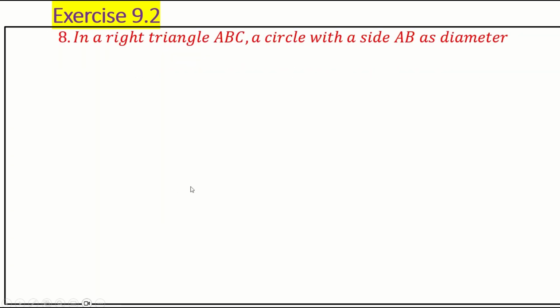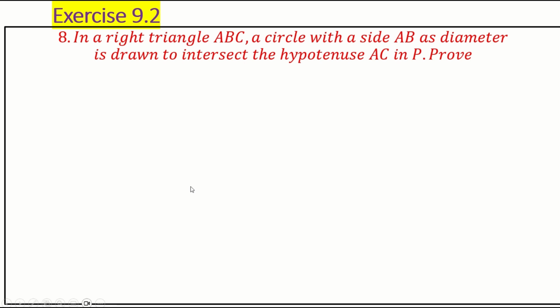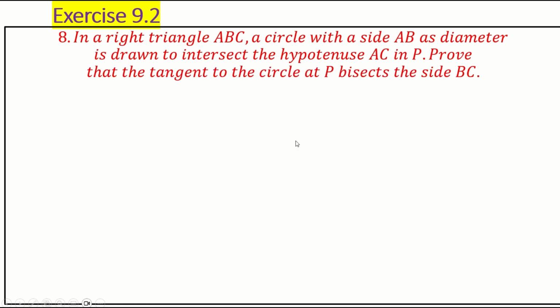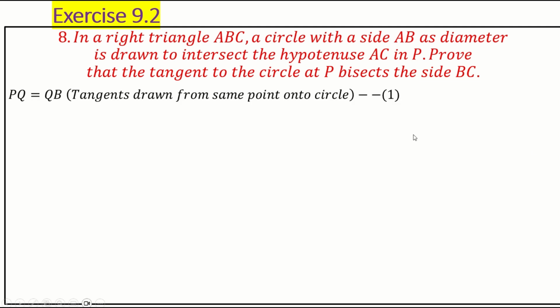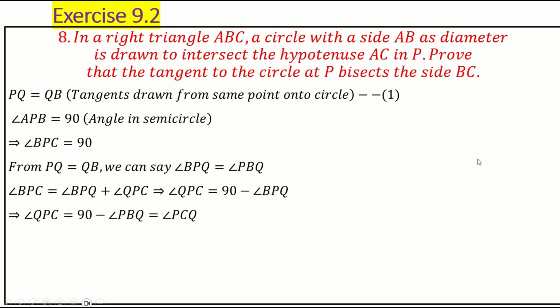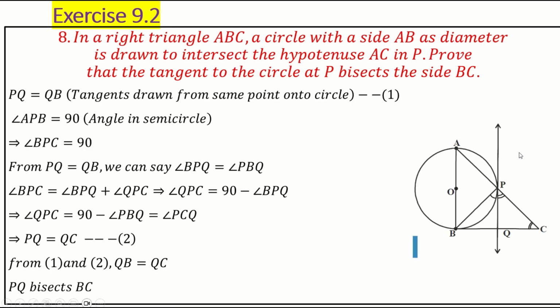The next problem. In a right angle triangle ABC, a circle with side AB as diameter is drawn to intersect with the hypotenuse in P. Prove that the tangent to the circle at P bisects the side BC. Okay. So first, let's see the diagram. Okay, this is the diagram here. You have a triangle ABC here. It's a right angle triangle, right angle at B.